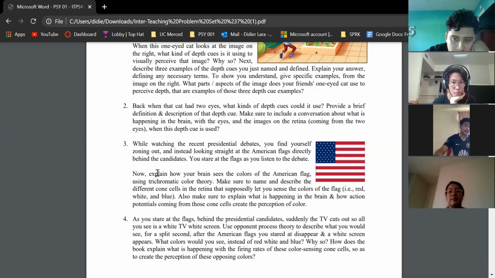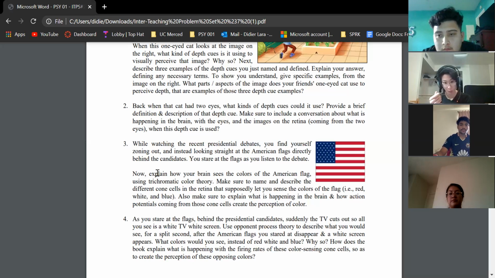I got the same thing. I added how the eye has the cones, right? And how each cone reflects its own color, and when all the colors are combined, the colors that need to be combined, you can see the American flag. I also added that the cones are receptor cells in the retina, which are capable of visual phototransduction. But yeah, that's pretty much it.